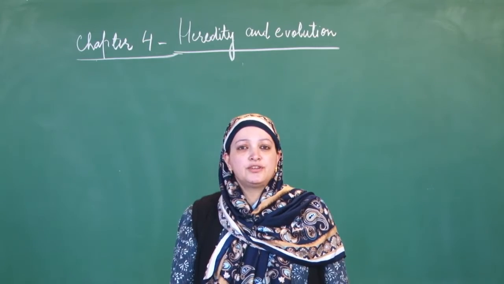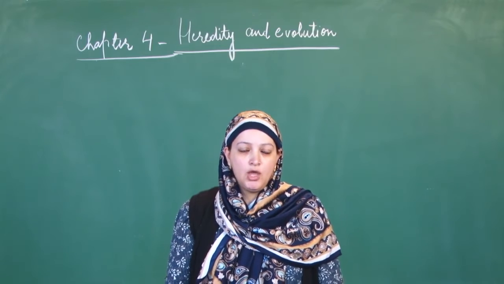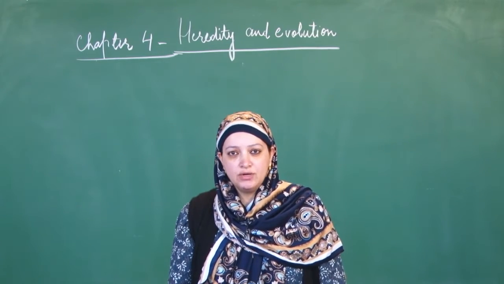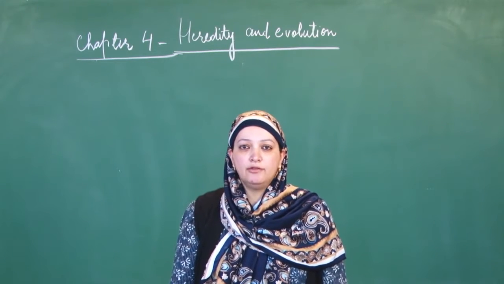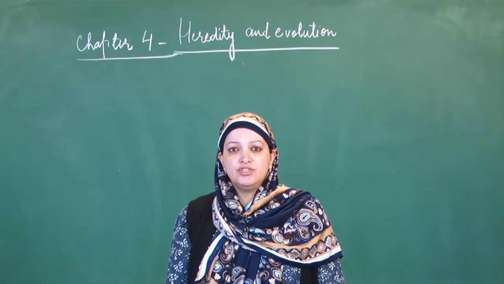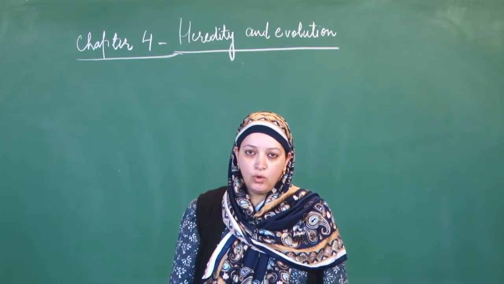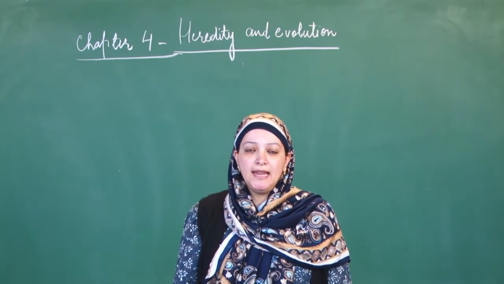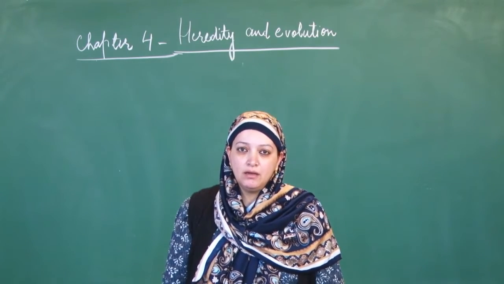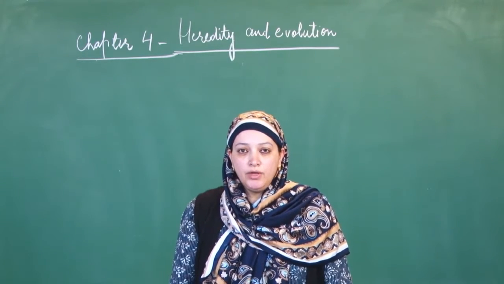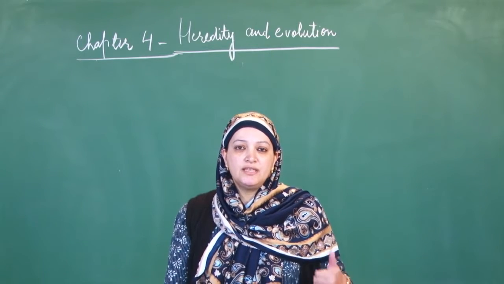Now you know that reproduction is of two types, that is sexual reproduction and asexual reproduction. What is the difference between sexual reproduction and asexual reproduction? In sexual reproduction, two parents are involved, that is the male and the female. They produce the germ cells or the gametes, called the sperm or the ova. And when these two, the male and the female gamete, fuse together, they form a zygote, which later on becomes the young one.